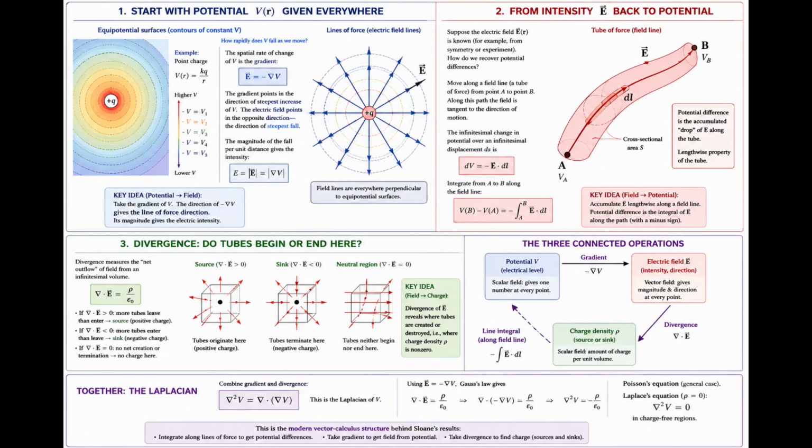the Laplacian. The Laplacian of potential simply means, "first find the spatial slope of potential, the gradient, and then ask whether the field produced by that slope has a local source or sink, the divergence." So the Laplacian is the divergence of the gradient.